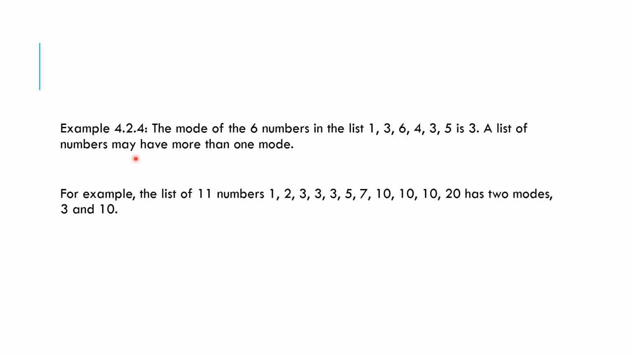A list of numbers may have more than one mode. The mode of the 6 numbers in the list 1, 3, 6, 4, 3, 5 is 3 because 3 has been repeated twice. For example, the list of 11 numbers 1, 2, 3, 3, 3, 5, 7, 10, 10, 10, 20 has two modes, 3 and 10.